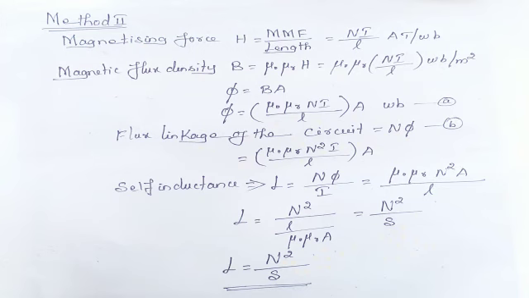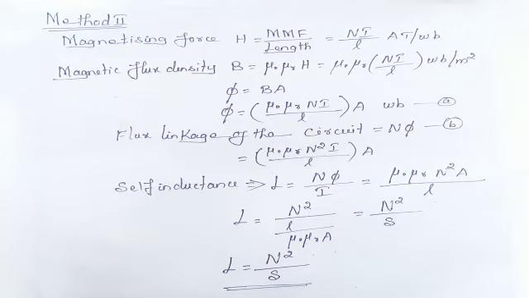So second method: magnetizing force H equal to mmf per length, N into I by L, ampere turn per meter. So here magnetic flux density B is equal to mu naught mu r into H, where H equal to N I by L. So again phi is equal to B into A. Now substitute the value of B. So phi equals mu naught mu r N I by L into A Weber.